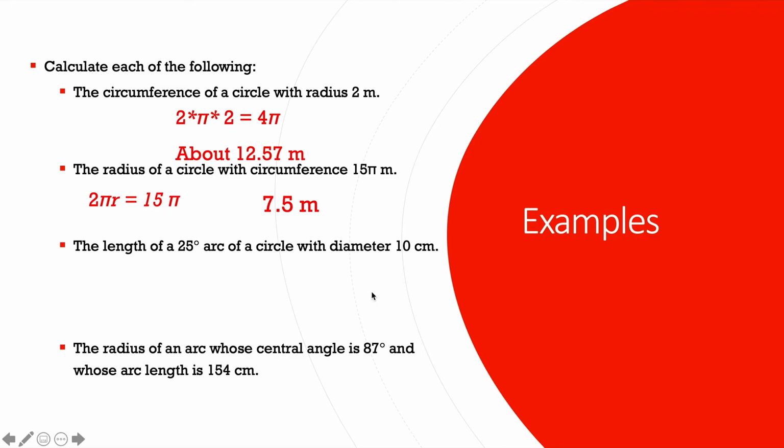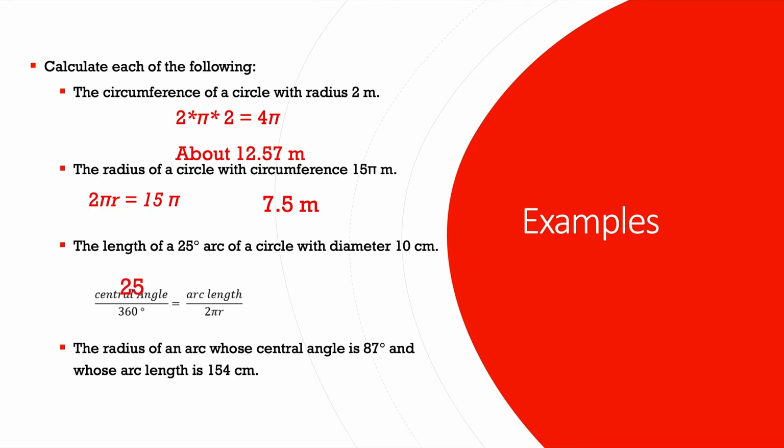All right, for this next example, we are going to take a look at the original proportion that I showed you to find arc length. So arc length is the central angle, the part, out of 360, the whole circle. And we're trying to find the arc length over the entire circumference.